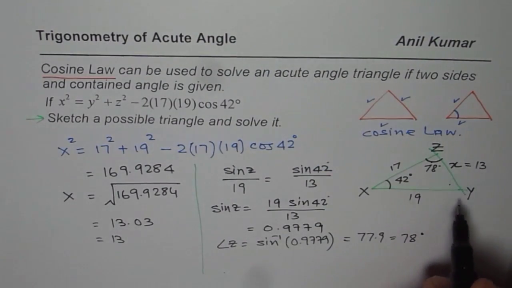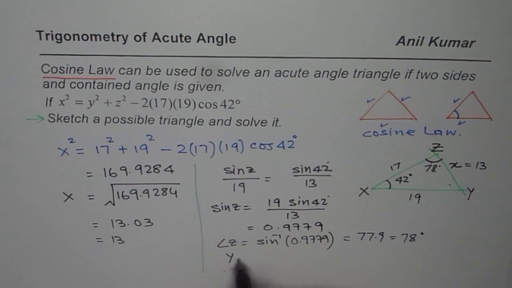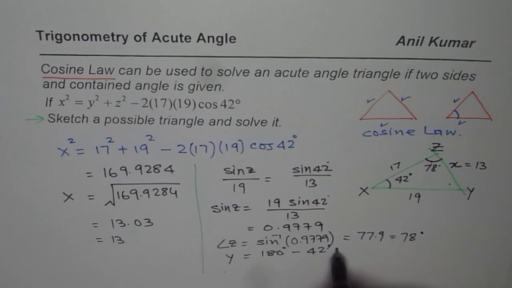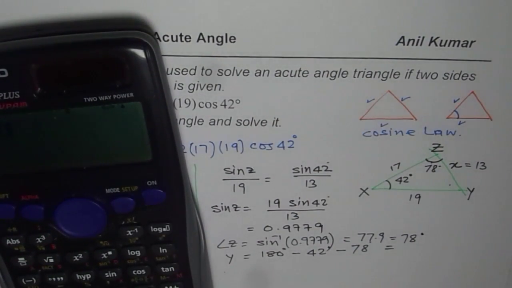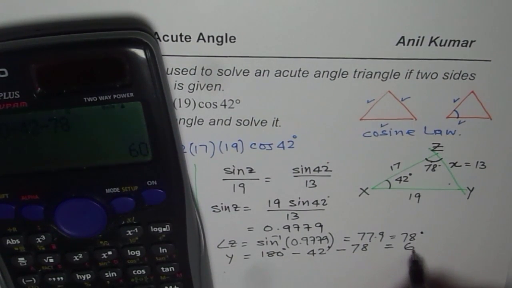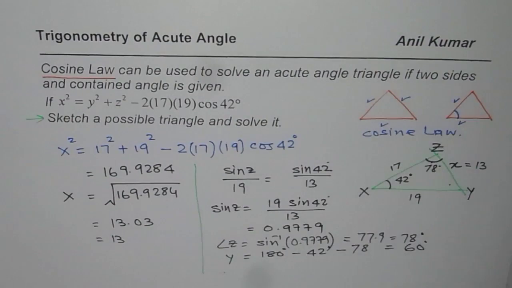And from here you can find y, right? So don't apply sine law again. We know two angles, just do 180 degrees, take away 42 degrees, and take away 78 degrees, correct? So let us take away these from 180. 180 minus 42 minus 78 equals 60 degrees. That's good. So that is how you should be solving a triangle, which is not a right triangle. Thank you.